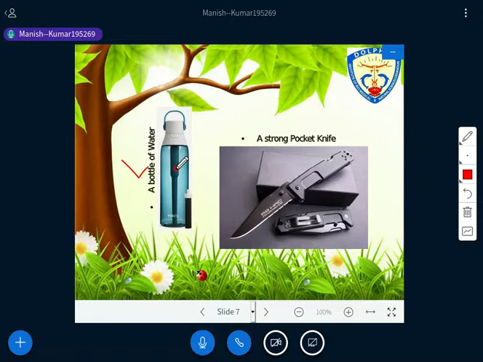Is it clear? And then we have this strong pocket knife. The purpose of using this instrument is to find the thickness of bark. By using this knife, you are able to remove some portion of bark there, and then you can measure the bark. Is it clear? Up to this point, all this concept is clear, right?